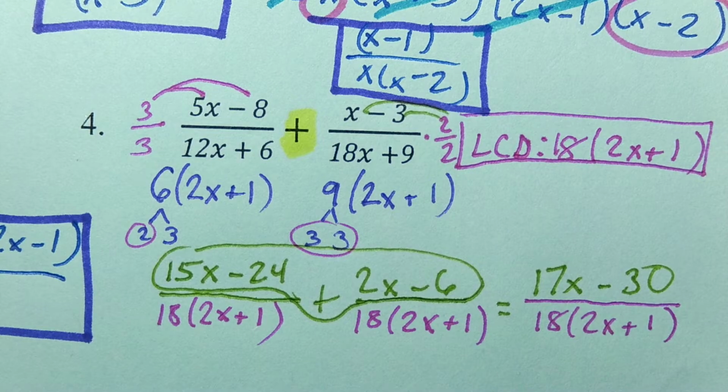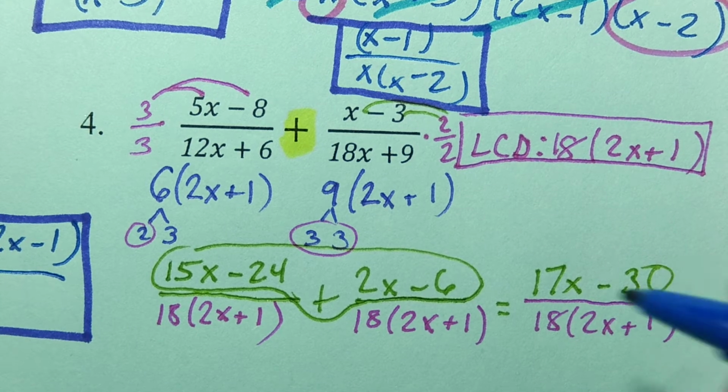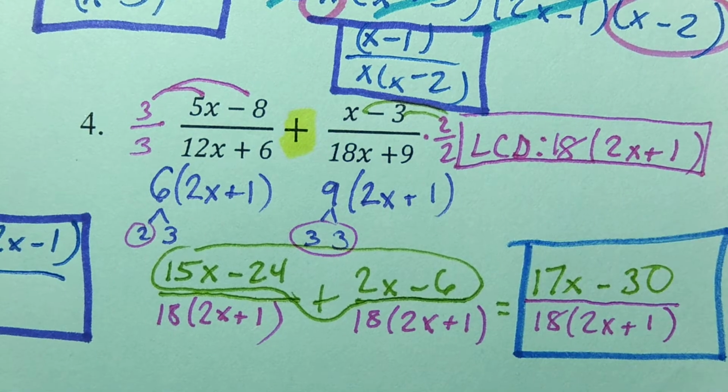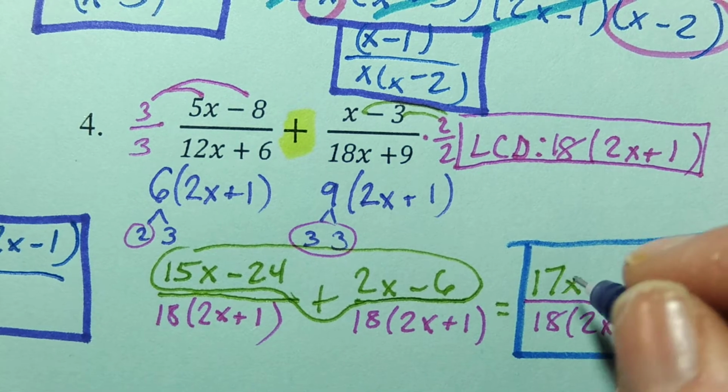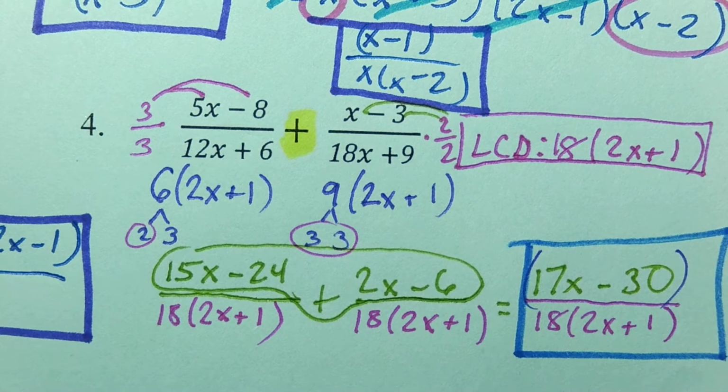So our final step is seeing if we can factor or simplify this any further. 17x minus 30, is there any GCF I can take out? No. 17 is prime, so can't take anything out as a GCF. So that's it, folks. That is our final answer. And if it pleases and sparkles, you can trap that top in parentheses.